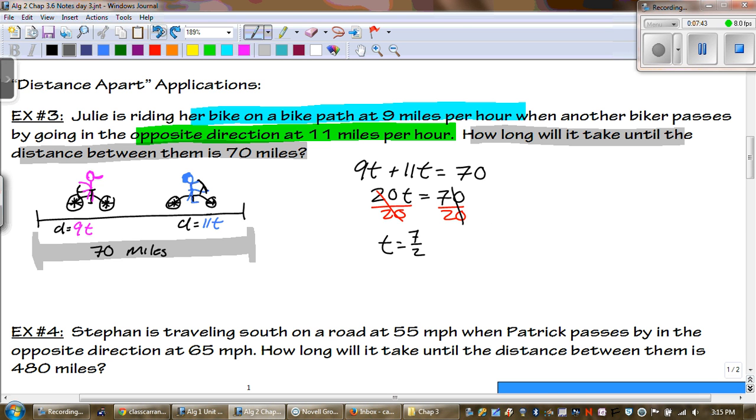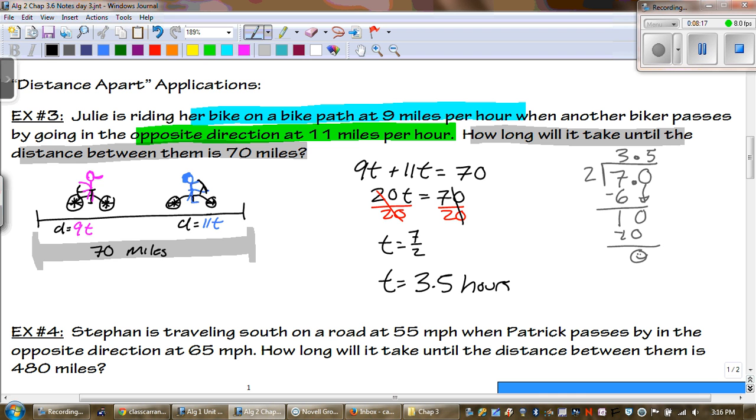Okay? So over here, I'm going to do 7 divided by 2. 2 goes into 7 3 times, and we get 6. 7 minus 6 is 1. I want to know the exact answer, so I'm going to add a 0, which means I have to add a decimal point. And 2 goes into 10 5 times. Yay! So I get that our time equals 3.5 hours.